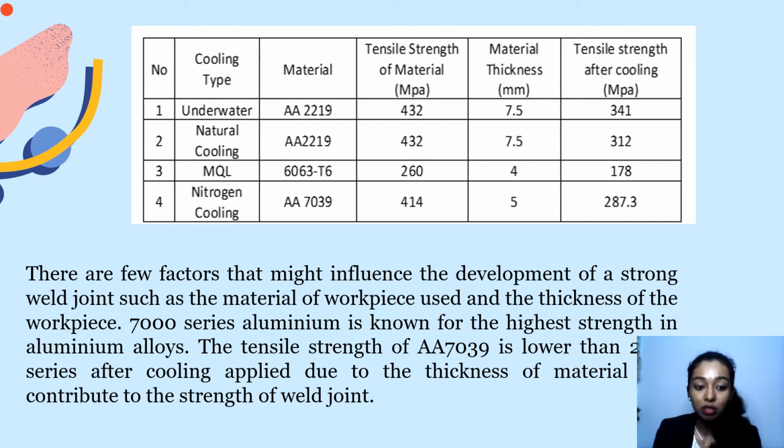But the tensile strength here for AA7039 is lower than the 2000 series after application of the cooling process. So this can be concluded that actually the thickness of materials also contributes to the strength of the weld joint.